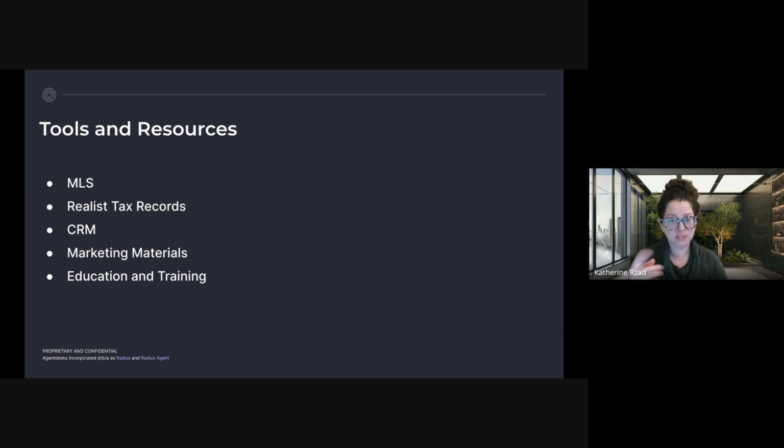So if you are set up with your CRM, you're set up with your system as far as follow-up, that could be very key, and that could differentiate you.